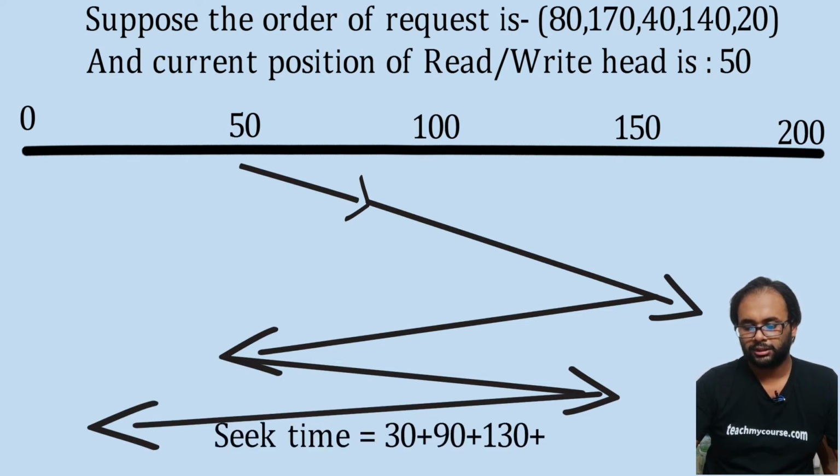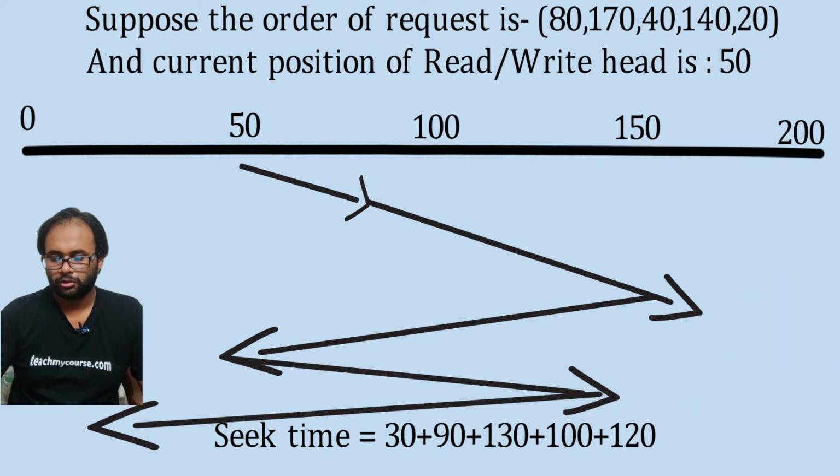So what is the seek time for that? First it goes from 50 to 80, so 30 is the distance traveled. Then 80 to 170, so 90. Then 170 to 40, so 130. Then 40 to 140, so 100. Then 140 to 20, so 120. If we add up all, we get the seek time as 470. So 470 is the seek time in the FCFS scheduling algorithm.